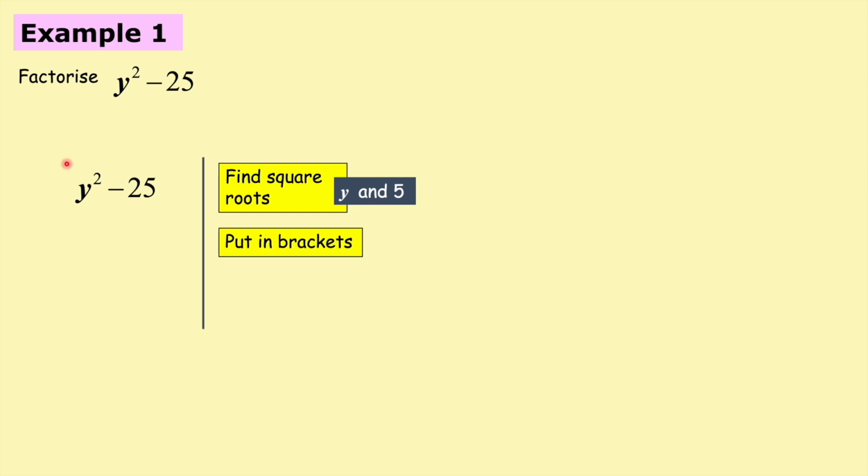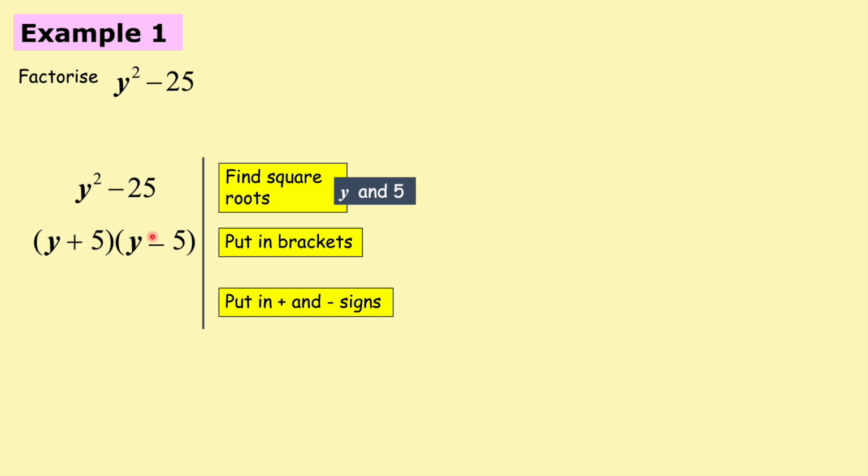Once we've done that, we're going to start putting into our brackets. So if you draw out your two brackets, the square root of the first term goes at the start of each of your brackets, and the square root of your last term goes at the end of both your brackets. And the final step is you need to put in the plus and negative sign. It doesn't matter where you put them inside the bracket, they just need to be two different signs. So you could have put the negative here and the plus here, vice versa. And that is your final answer.